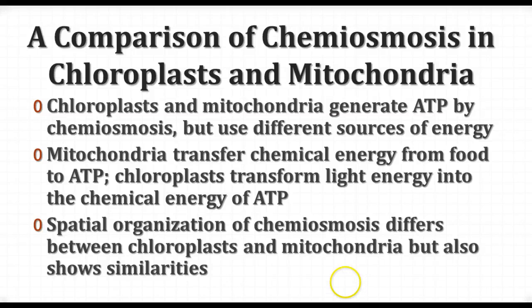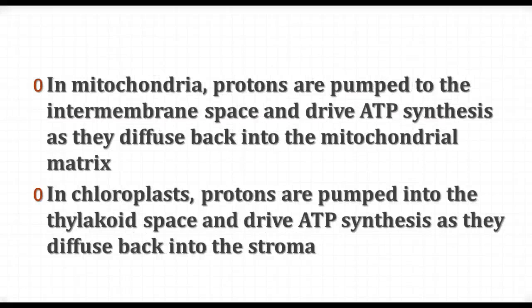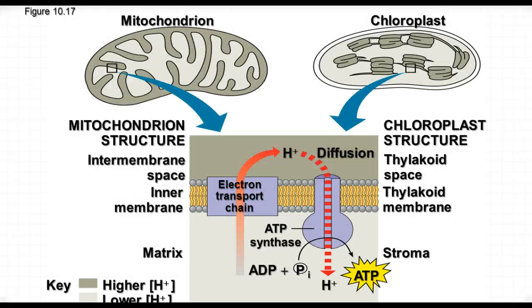The organization of the ATP synthase molecule is also different between the chloroplasts and mitochondria, but there are similarities as well. In the mitochondria, the protons are pumped into the intermembrane space and then diffused back into the matrix through ATP synthase to produce ATP. In the chloroplast, the protons are pumped into the thylakoid space and drive ATP synthase as they diffuse back into the stroma. So we're kind of going in the opposite direction, but the process that occurs is basically the same.